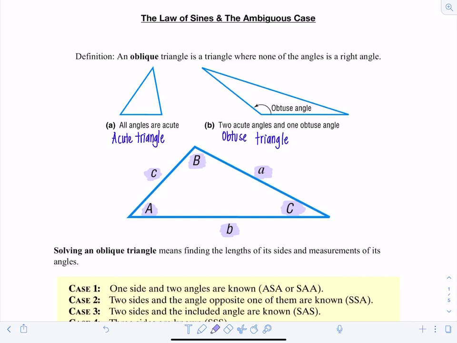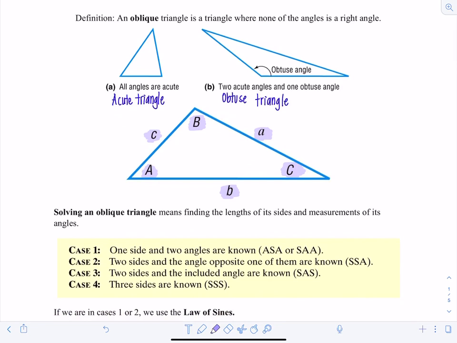Now, when you solve an oblique triangle, if you're asked to solve the triangle in the directions of a problem, what that means is you need to find all the lengths of the sides and all the measurements of the angles. So usually you'll be given some information about the triangle and it's going to be your job to figure out the rest. Now, there's basically 4 cases of different pieces of information and scenarios you can be in when you're solving a triangle. So case 1 is that one side and 2 angles are known. So you're going to be given the length of one of the sides and 2 angles. That's ASA or SAA, depending on the order of the angles that they give you.